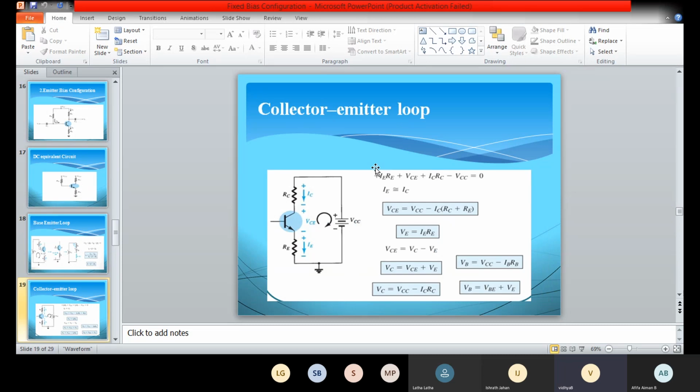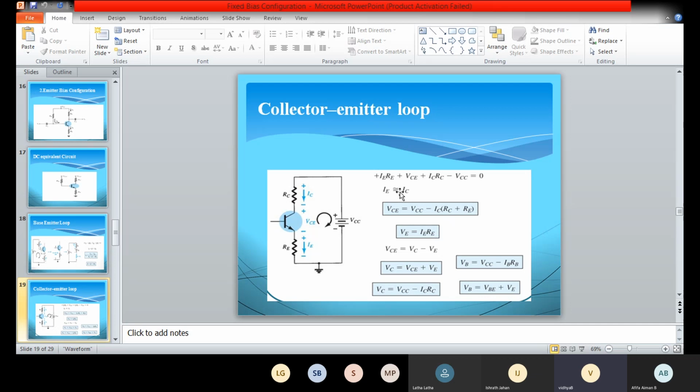Next, the collector emitter loop. From this, what will we find out? We will find out VCE. First, write the loop equation. The loop equation I have taken like this: clockwise direction, minus to plus, that means plus IE RE. Again here minus to plus means you will get plus VCE. Again here minus to plus, again plus IC RC. Here plus to minus, so minus VCC is equal to 0. This is the loop equation.